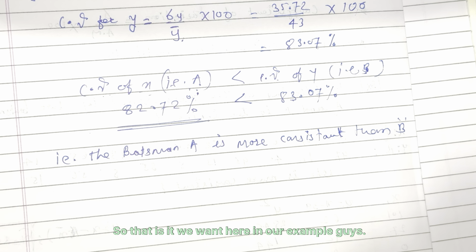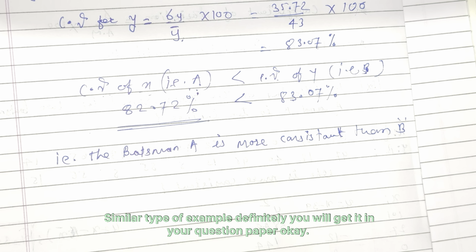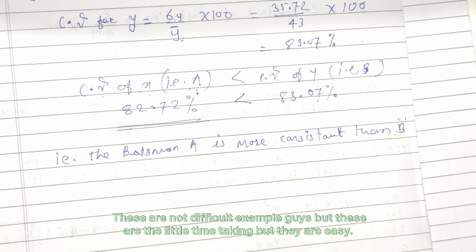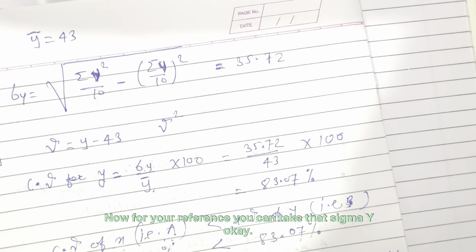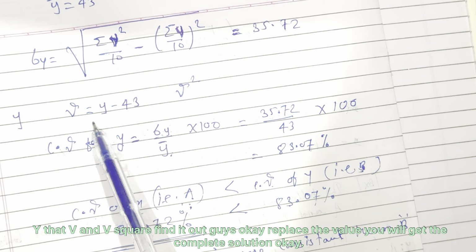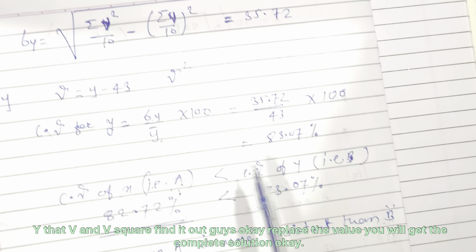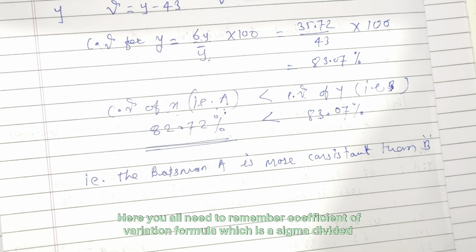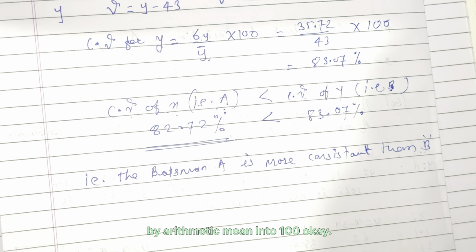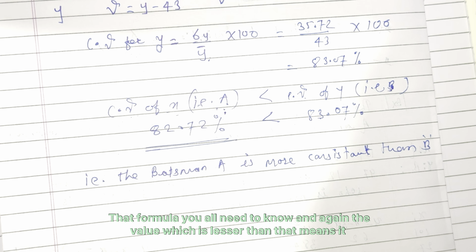So that's what we want here in our example, guys. Similar type of example you will definitely get in your question paper. These are not difficult examples, guys, but they are a little time taking, but they are easy. So if you prepare properly, you will get the complete solution. For your reference, you can take sigma y, y square, find it out, replace the value, and you will get the complete solution. That one is our required solution. Here you need to remember the coefficient of variation formula, which is sigma divided by arithmetic mean into 100. That formula you all need to know. And again, the lesser value means it is more consistent.